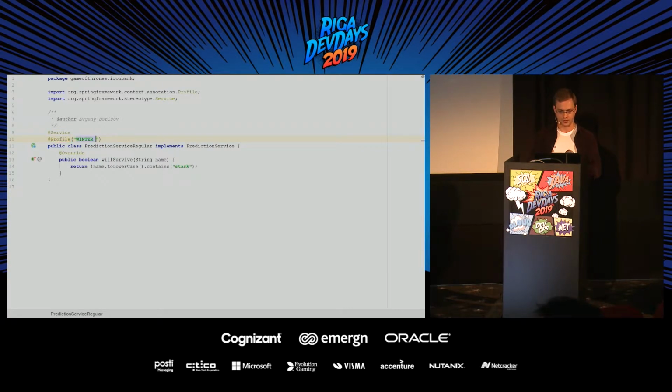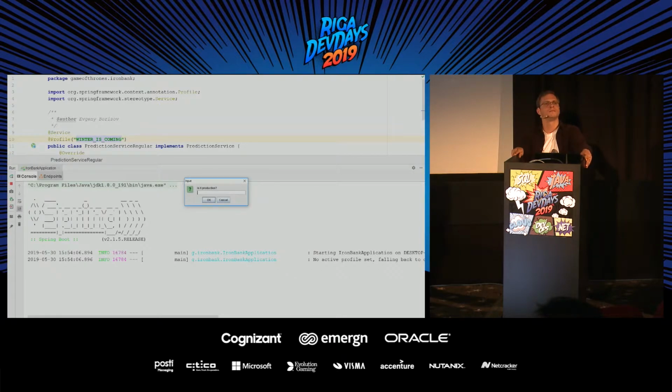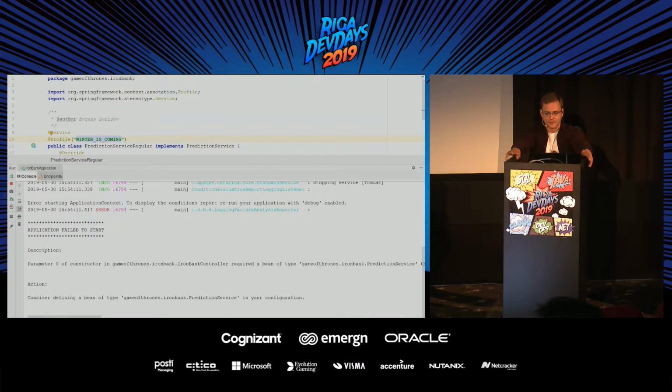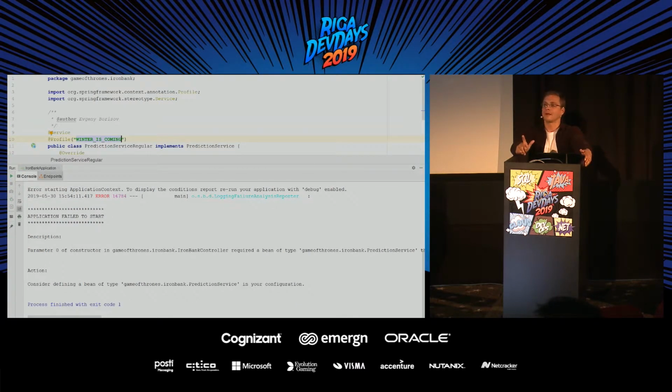winter is coming. Right? When I run this, what will happen? It will fail. Why will it fail? There is no bean. Because when I'm running my application, I forgot to say what my active profile is. And if I'm not providing the information about the active profile, neither this bean nor the second bean will be created, and there is nothing to inject into our REST controller.